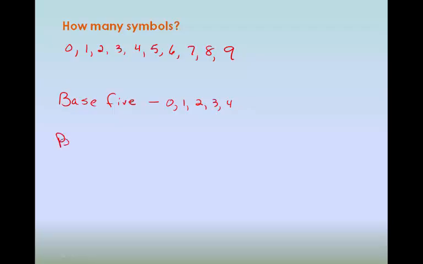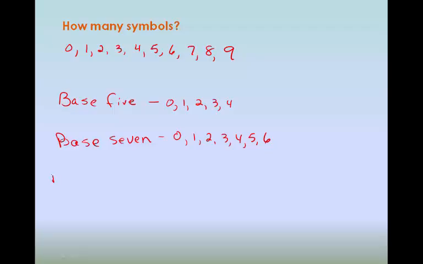If we're in base 7, then the highest digit that we would use would be a 6, because we always start with 0. So 0, 1, 2, 3, 4, 5, 6. And that gives us 7 digits to use for our ones in base 7.